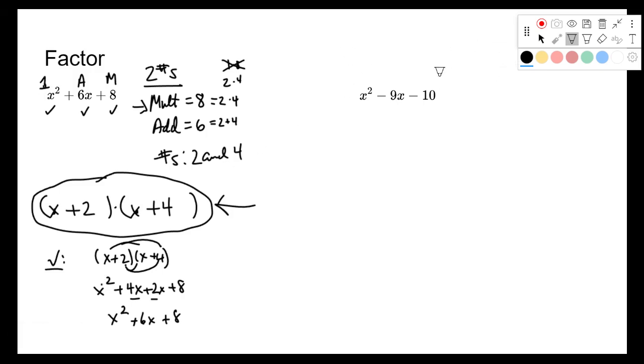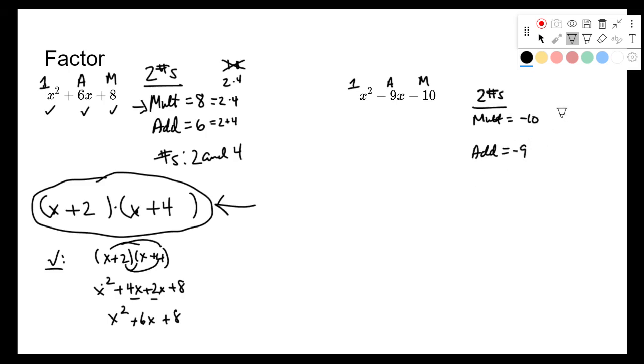All right, let's try the next one. Same idea. Let's look for a GCF. We have 1, -9, and -10. Nothing other than 1. The first term has 2 powers of x, the second term has 1, and the third doesn't have any. So no GCF. Okay, that's good. Now we're going to try to factor this. It has 3 terms, so we're going to try to factor it with 1am. I'm going to find two numbers. They have to multiply to equal -10, and they have to add together to be -9.